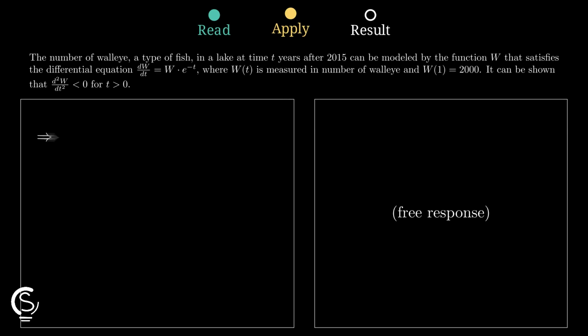Next, we use that slope to build a tangent line for our approximation. Because the second derivative is negative, our linear estimate will actually be an overestimate of the true population.